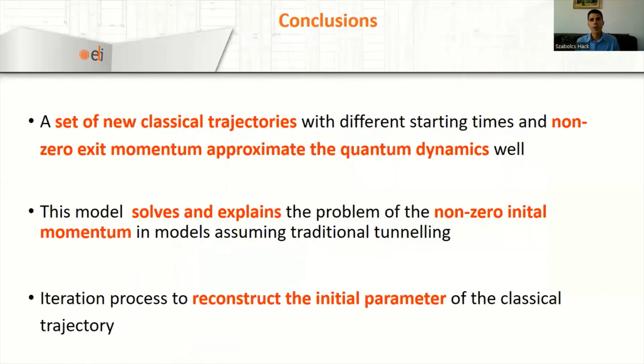In conclusion, we saw that a set of new classical trajectories give a good classical approximation of the true quantum dynamics. These trajectories solve and explain the problem of non-zero initial momentum that comes from the traditional tunneling models, and based on our new initial conditions, we gave an iteration procedure to reconstruct the initial parameters of the classical trajectory.